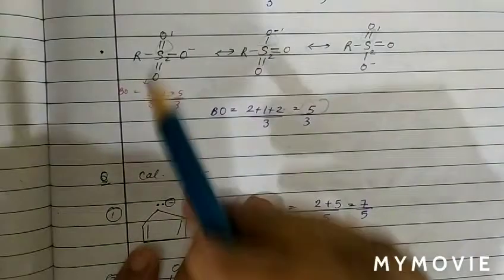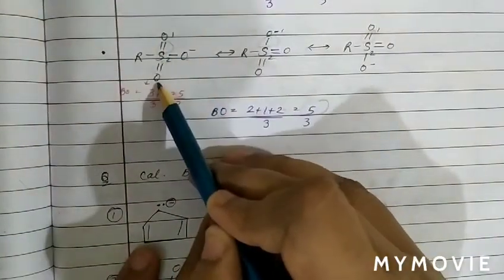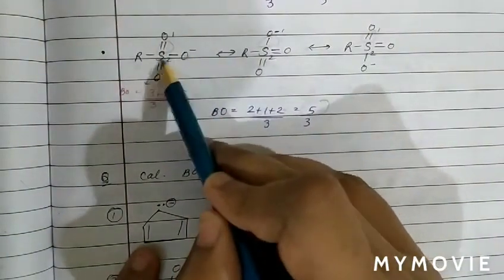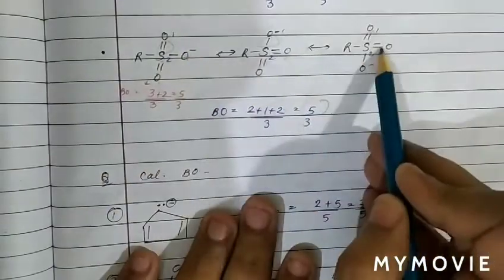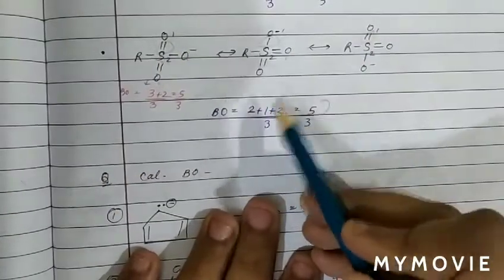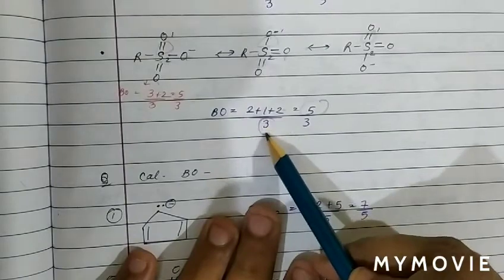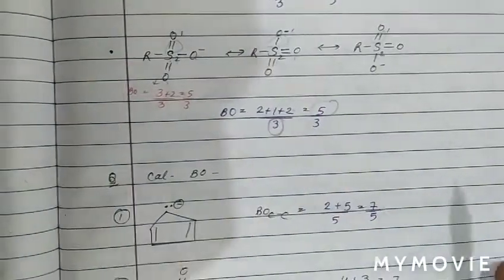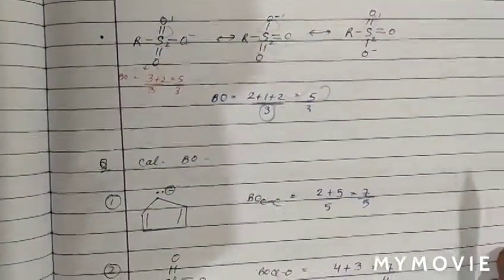You may take any 1 and 2. Basically in 1 and 2, if we take this one, there is also 1 plus 2 is 3, plus 2 is 5. So it will remain the same. Then divide by the number of resonating structures. So 5 by 3 is the bond order. Now see the next case.